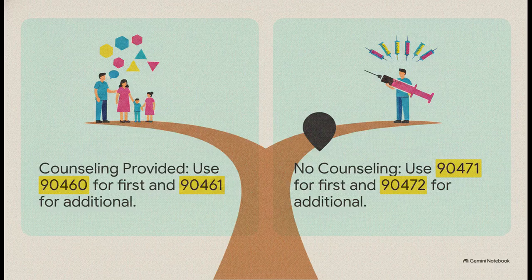But if no counseling was provided, the rules completely change. You'd use 90471 for the first vaccine and 90472 for each additional vaccine. Going this route, you're basically counting the needle sticks themselves, not the components inside the syringe.